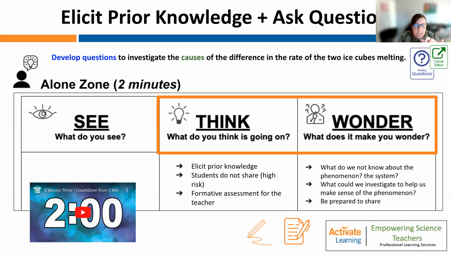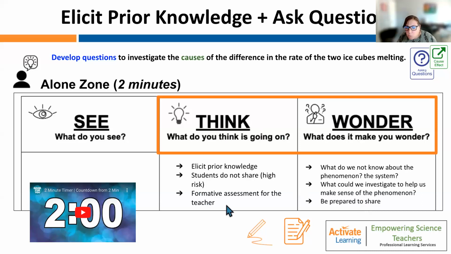Grab the internet, maybe go and look for a video on how ice melts. Maybe grab a reading about how heat is transferred. And I do make sure the kids know that the questions will be something they will share in that small group structure. So I'm going to have you go back in the alone zone for 2 minutes. I want you to make your thinking visible in both of these boxes.